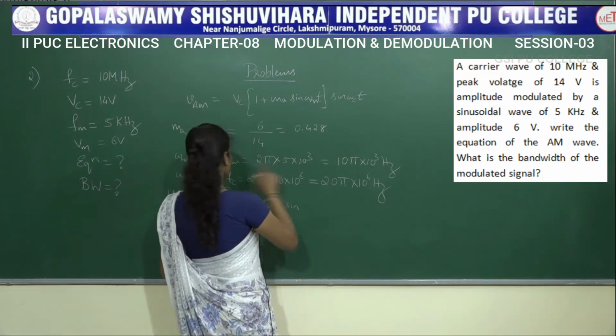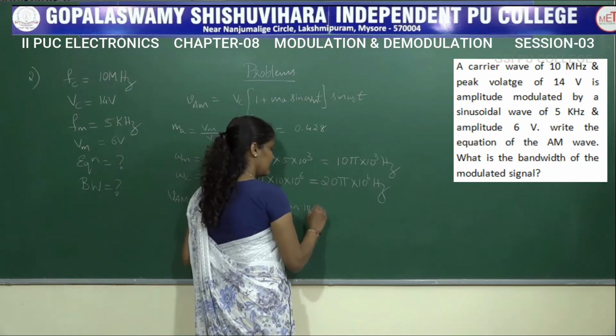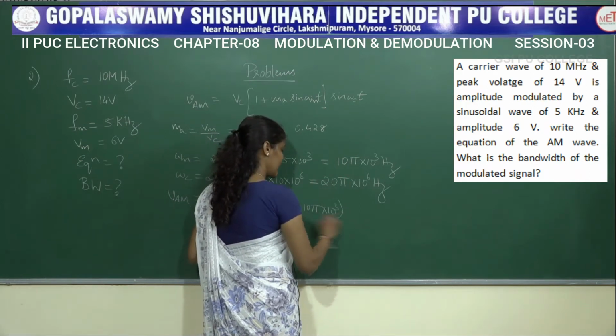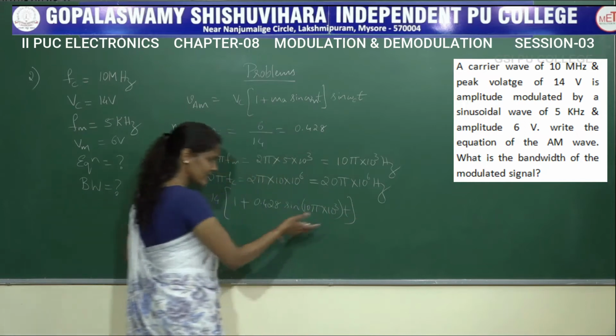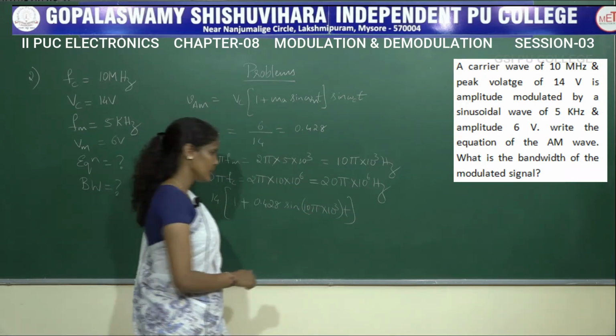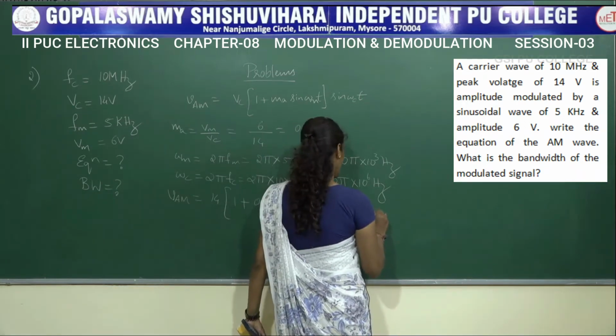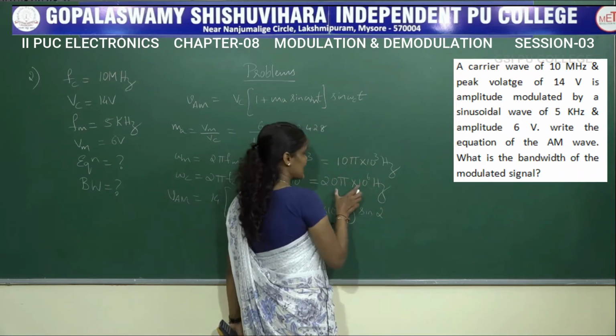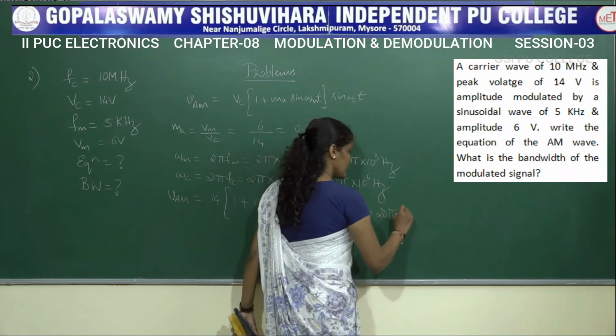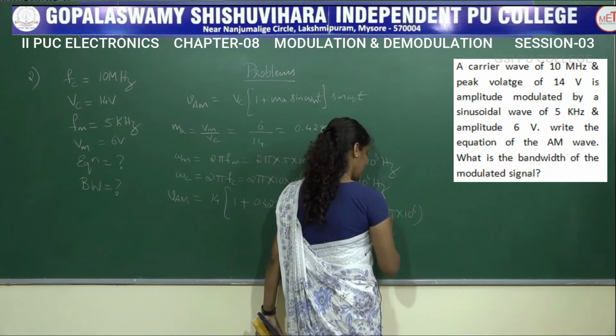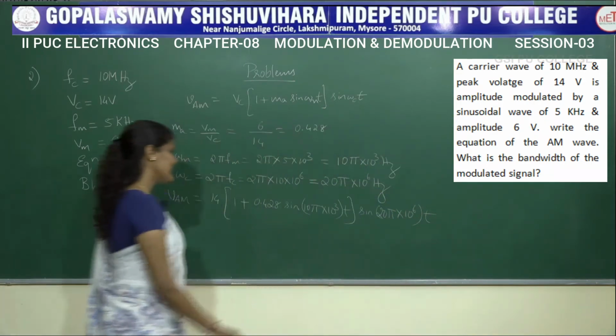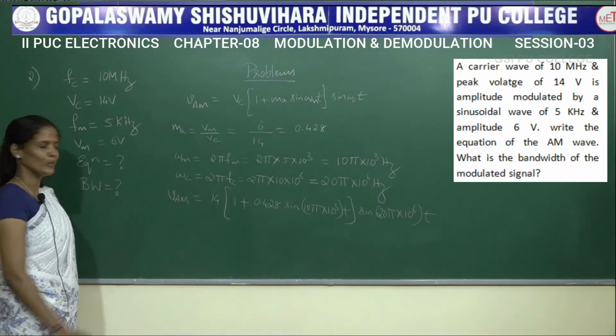Sin omega M value is 10 pi into 10 to the power of 3t. You need not simplify this sin term into sin of omega Ct, that is 20 pi into 10 to the power of 6t. So this is the final equation of an amplitude modulated wave.